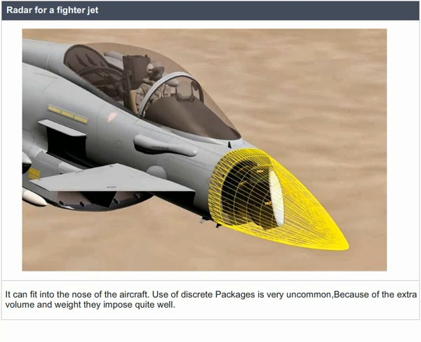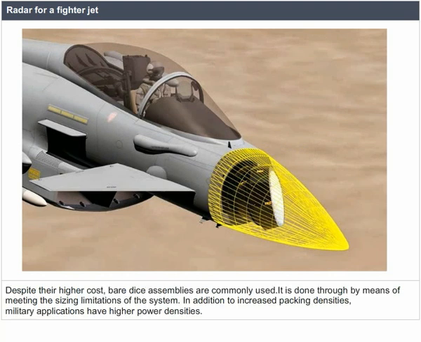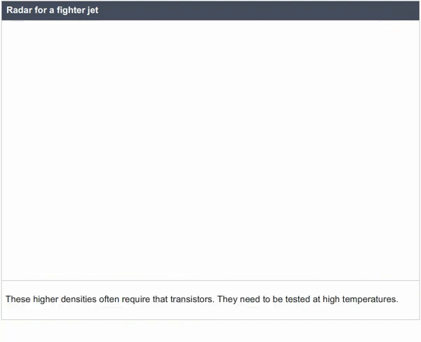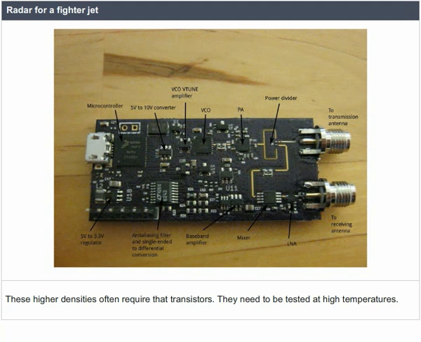Use of discrete packages is very uncommon because of the extra volume and weight they impose. Despite the higher cost, bare die assemblies are commonly used as a means of meeting the sizing limitations of the system. In addition to increased packing densities, military applications have higher power densities. These higher densities often require that transistors be tested at high temperatures.